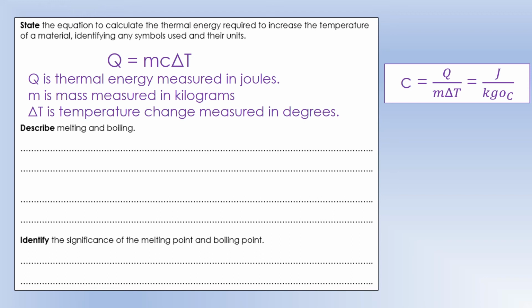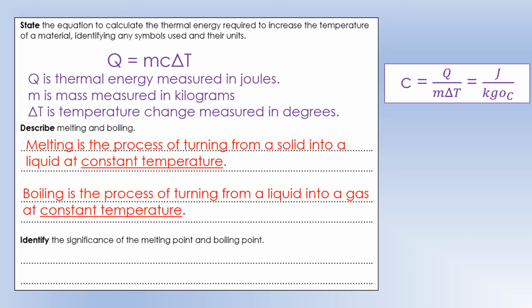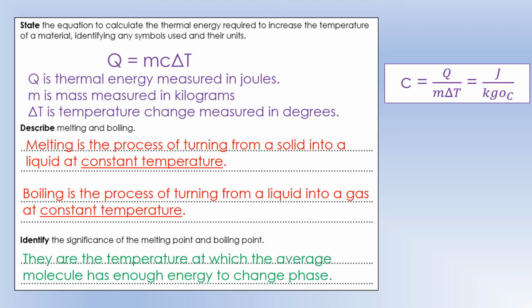Okay, so that's temperature change. Let's start having a look at phase change. Two of the ways to describe phase change are melting and boiling. Melting is when you turn from a solid into a liquid at constant temperature by supplying it with thermal energy. Boiling is when you turn from a liquid to a gas, again at constant temperature. So what is the significance of these points? Well, it's the temperature at which the average molecule has enough energy to change phase, whereas below the boiling point or melting point, the average one wouldn't have enough energy to change.